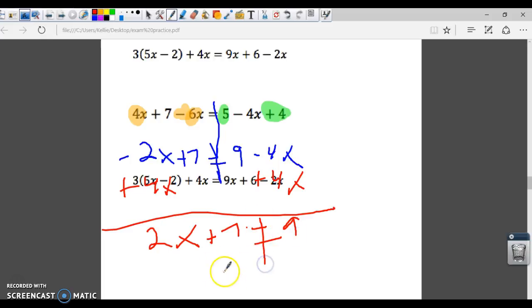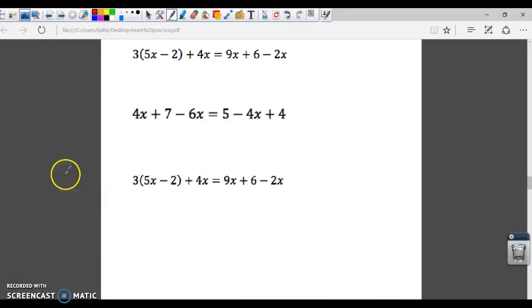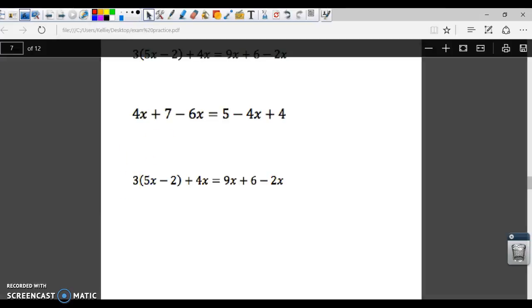Now you know what to do. You're at a regular two-step equation. Subtracting 7 on both sides. 2x. And I happen to pick all problems where x equals 1. Okay? And I might have time just to finish this one out.